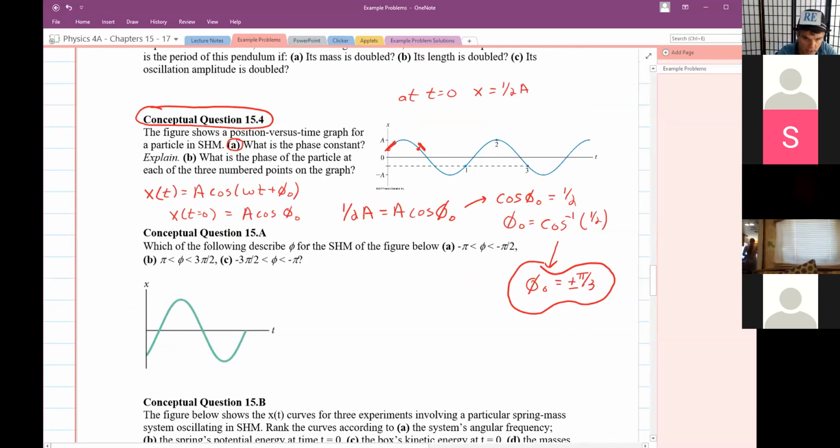Well, one way of looking at it is velocity as a function of time is negative A omega sine of omega t plus the phase angle. So my velocity at t equals 0 is negative A omega times the sine of the phase angle. So if I want my initial velocity to be positive, that means I want this sine term to be negative because I'm multiplying by negative A omega, which means my phase angle is going to have to be negative pi over 3.